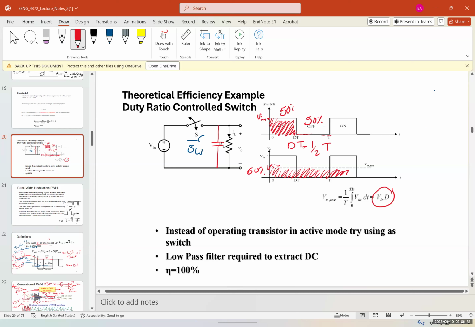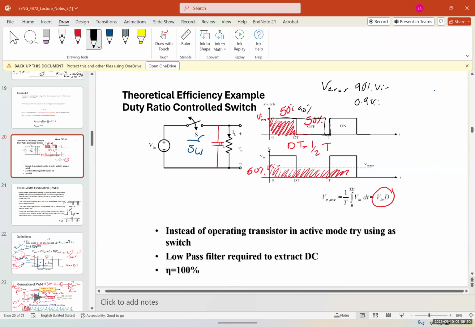So depending on the time, I can change this from 50%, let's say, to 90% and 10%. If I change it to 90% and 10%, then V average would be 90% of Vn, or in other words, 0.9 Vn. Or it could be 10%, which is going to be 0.1 of Vn.